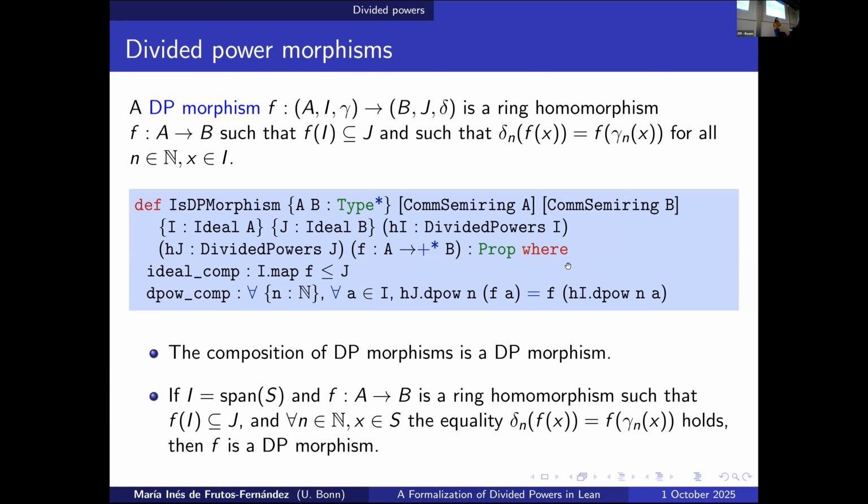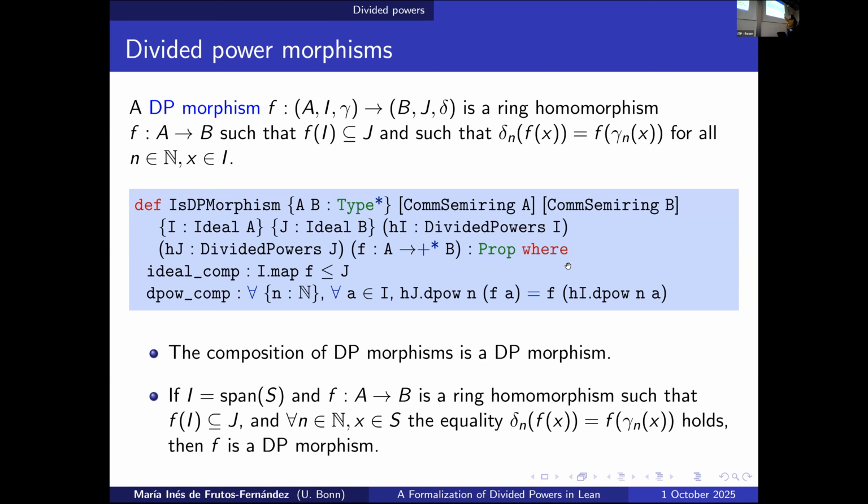We can also define morphisms between divided power algebras. So if we have divided power algebras given by (A, I, gamma) and (B, J, delta), a divided power morphism is a ring homomorphism f from A to B, such that the image of the ideal I is contained in the ideal J, and such that this map is compatible with the divided power structures on both sides. So that means that delta n composed with f should be the same as f composed with gamma n whenever you apply it to an element in the ideal.